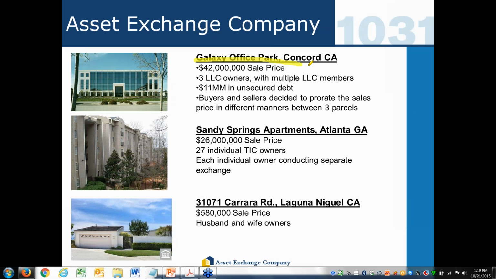Now, again, we do handle these very big, complex transactions, right? But you don't see $42 million and $50 million and $100 million buildings selling every single day. But there are a lot of these properties selling and exchanging every single day.